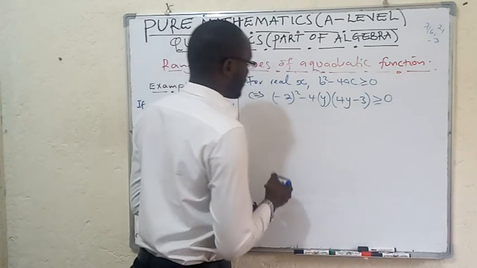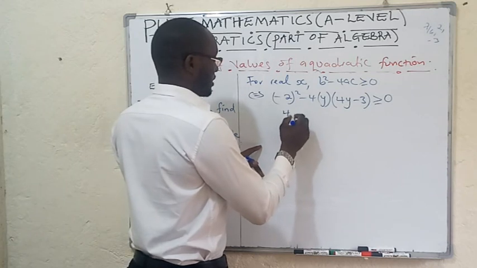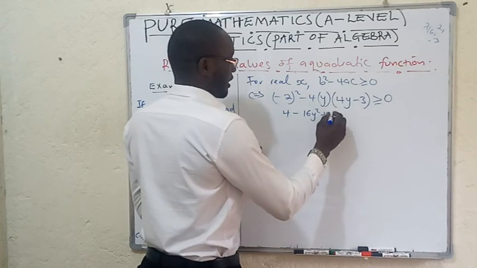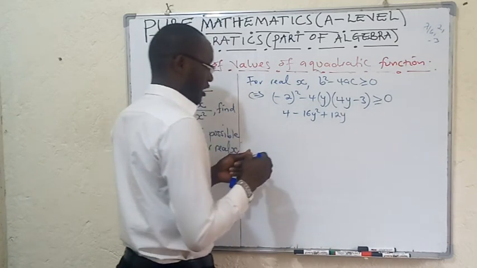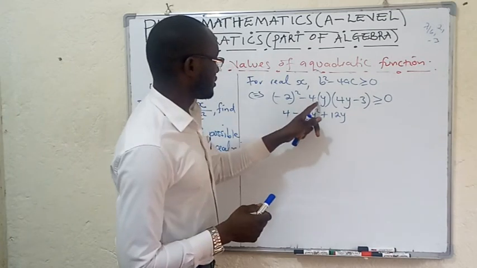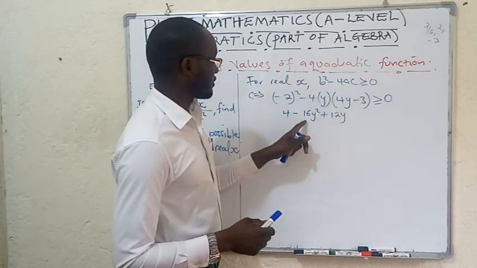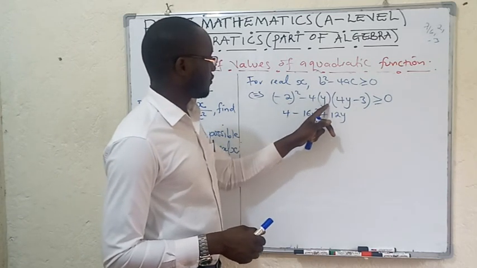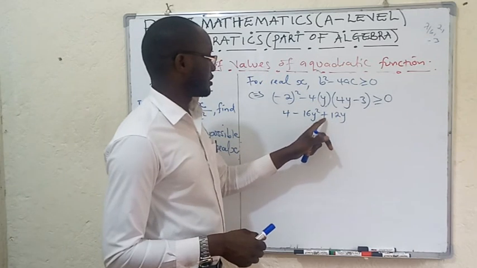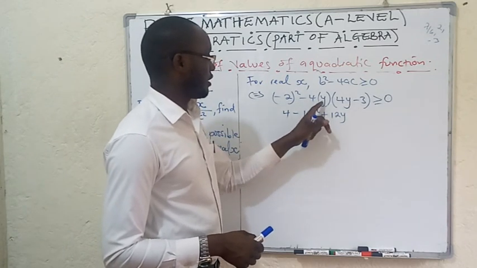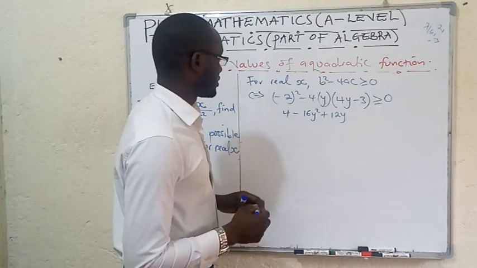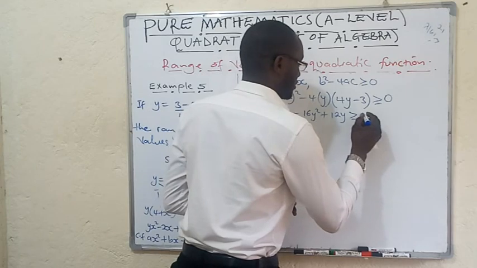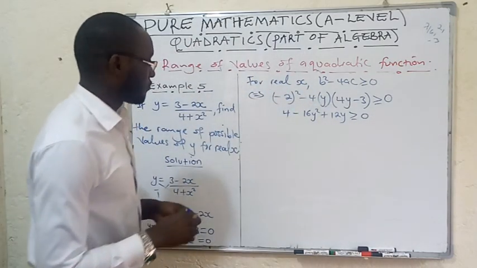When we try to simplify this, I'm seeing a 4 coming in, minus a 16y squared, and then plus a 12y. How have I done it? I'm seeing a negative 4y times 4y to give me a negative 16y squared. Then I'm also seeing a negative 4y times negative 3, which gives me a positive 12y. So we can rearrange this to get a very nice expression, compared to 0, in that format of arrangement.